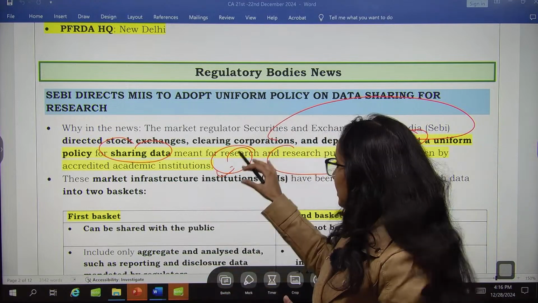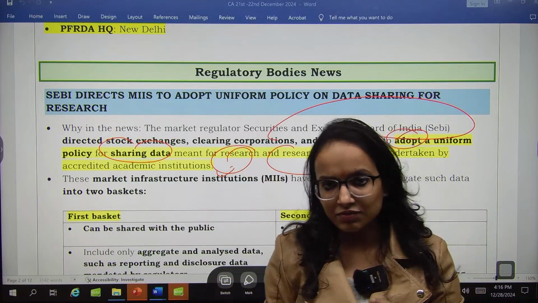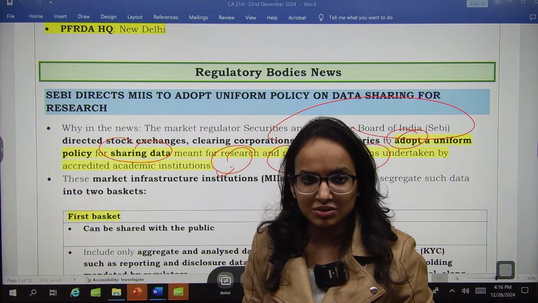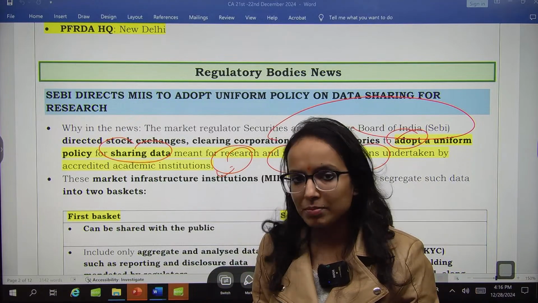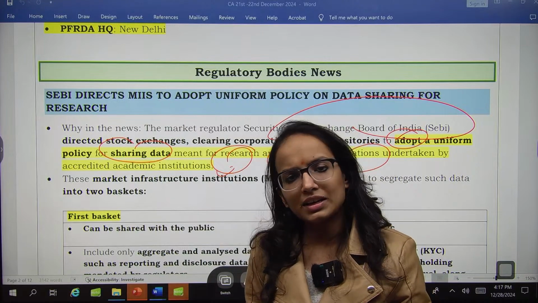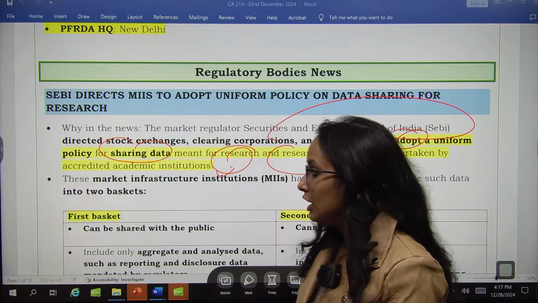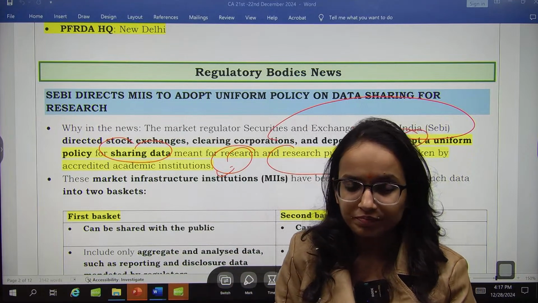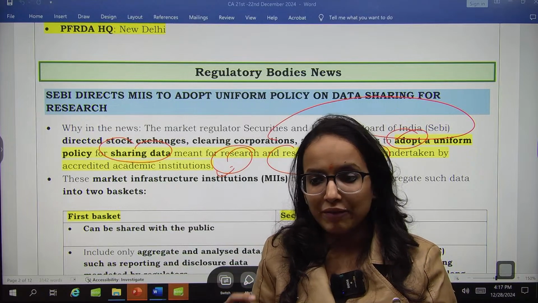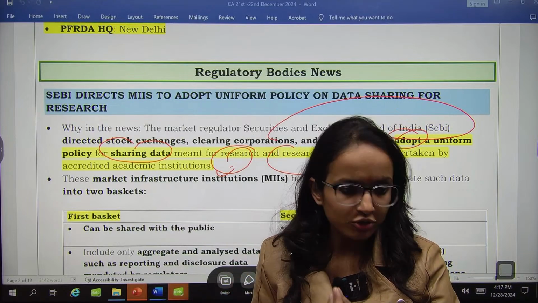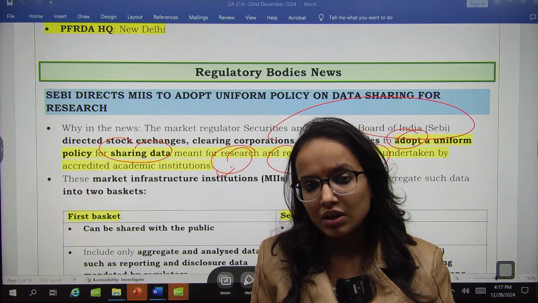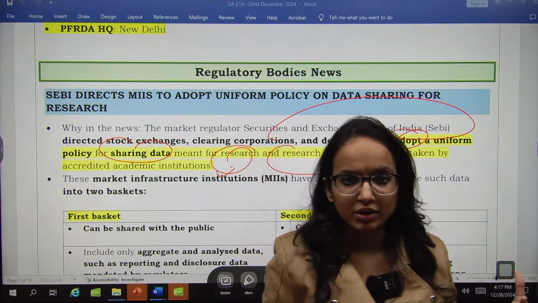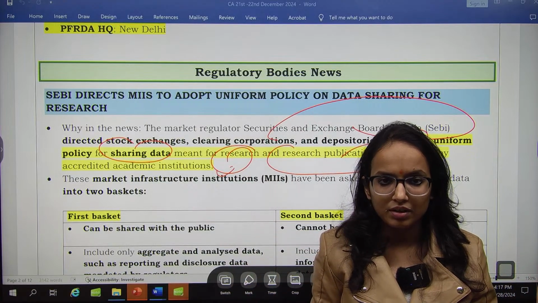What happens is, these institutions share sensitive data. Sometimes such data is shared which has the potential to disrupt the efficient functioning of the market, right? While some of the data can be shared with the public easily. So SEBI has said that you, as a market infrastructure institution, have to adopt a uniform policy across all the institutions, categorizing which data will be published to the public and which will not, for research, etc.